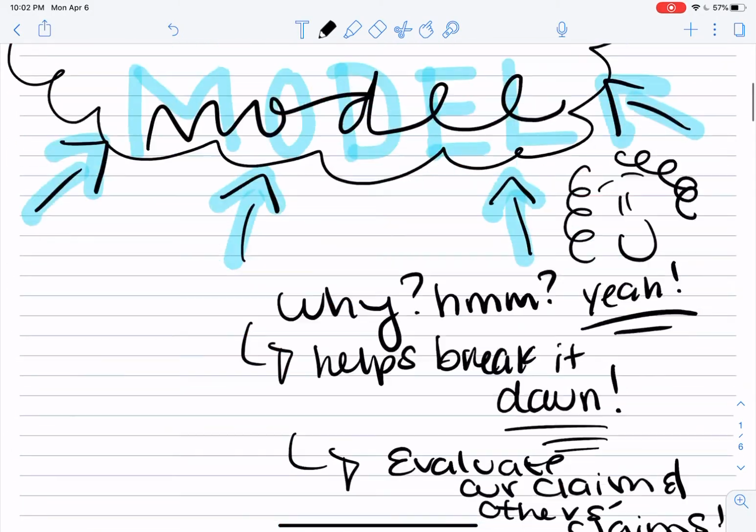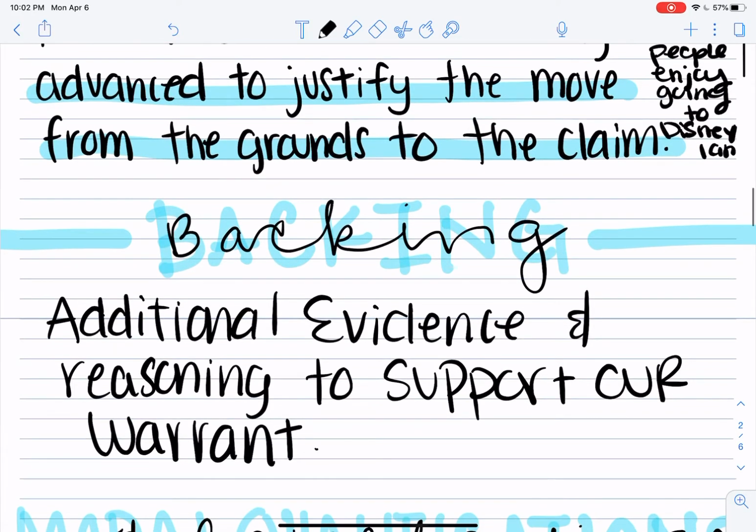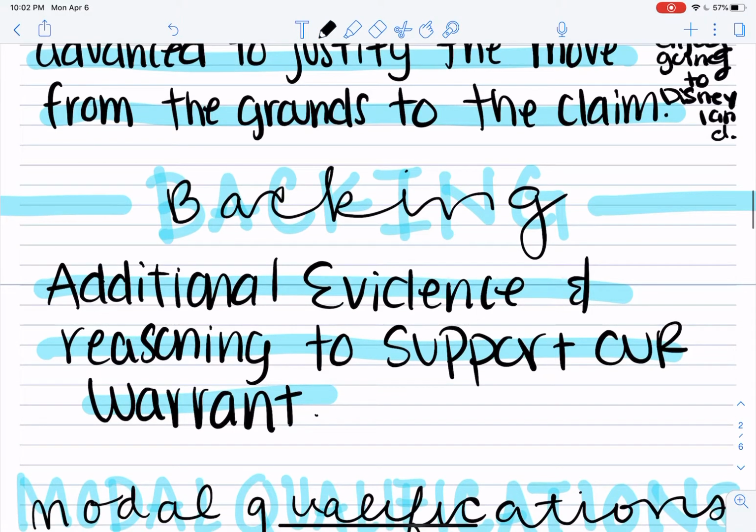Fourth, we have the backing. The backing is the additional evidence and reasoning to support our warrant. In other words, the backing helps support the warrant. For instance, a recent study found that between 16 to 18 million of the guests who visit Disneyland are from out of state. So you see how that goes back and that supports my warrant, right?